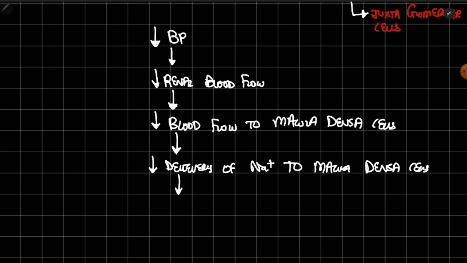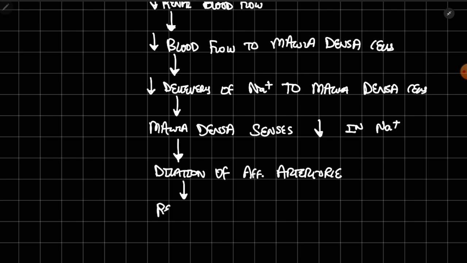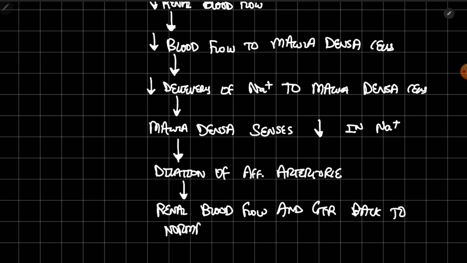So macula densa senses the decrease in Na plus. Now what happens? There will be dilation of afferent arteriole. Since dilation of afferent arteriole, renal blood flow and GFR come back to normal. So if they are back to normal, the Na plus and Cl minus delivery to the macula densa cells will increase.